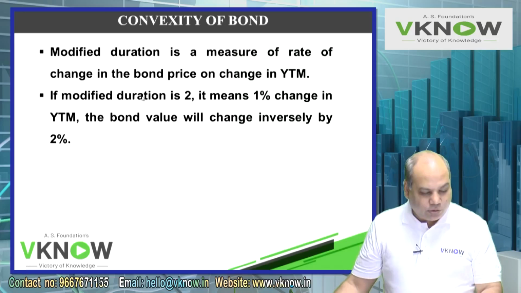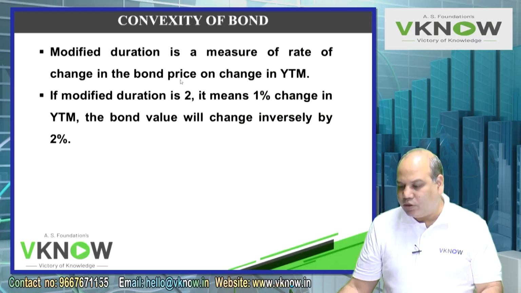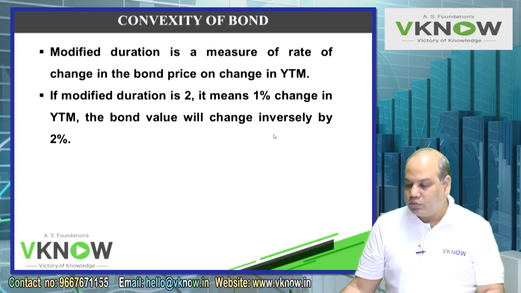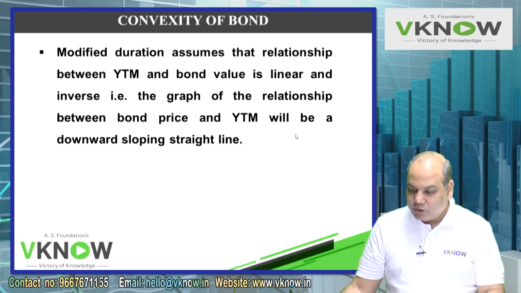Now we will read your note. Modified duration is a measure of the rate of change in bond price on change in YTM, which means if modified duration is 2, a 1% change in YTM will lead to a 2% change in the bond value on the opposite side. I have explained this line.